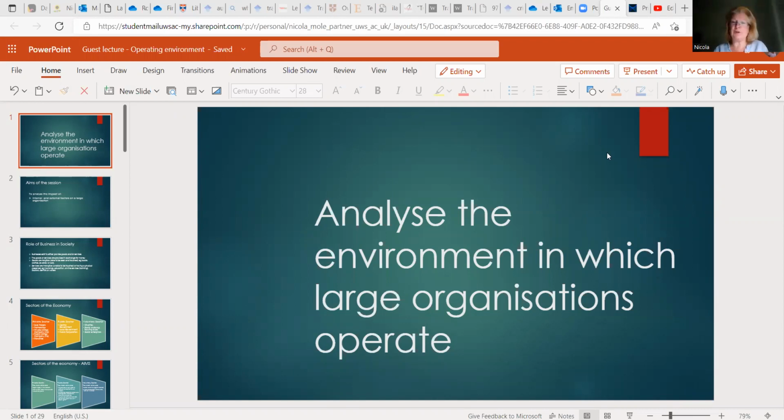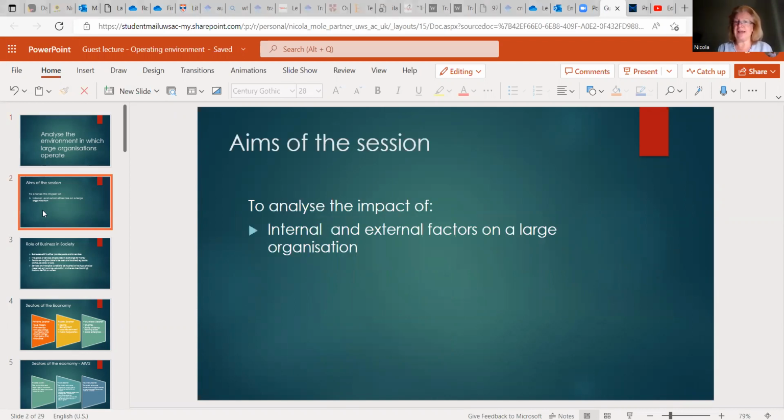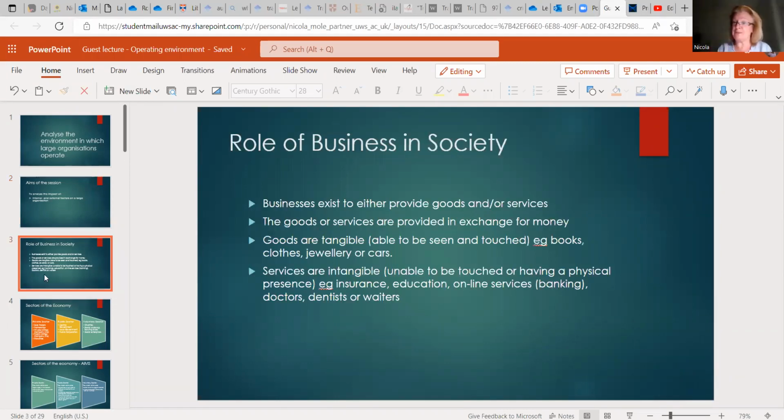So tonight we're looking at the environment in which large organisations operate. The aims of tonight's session are to analyse the impact of both internal and external factors on a large organisation and how they operate. To do that, we first need to consider the role of business in society. It's good to come back to that and revisit it.